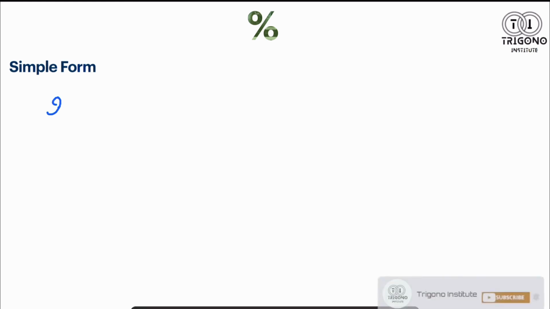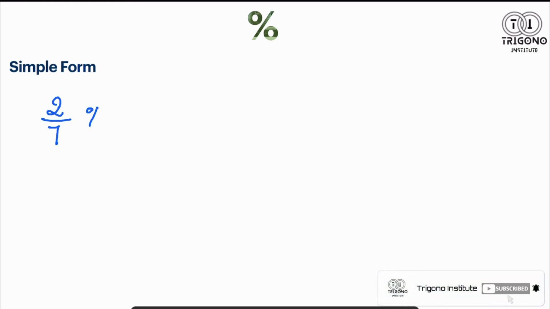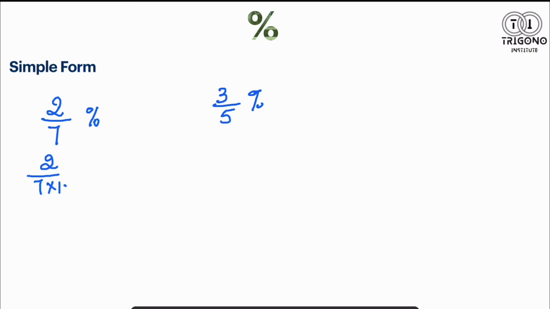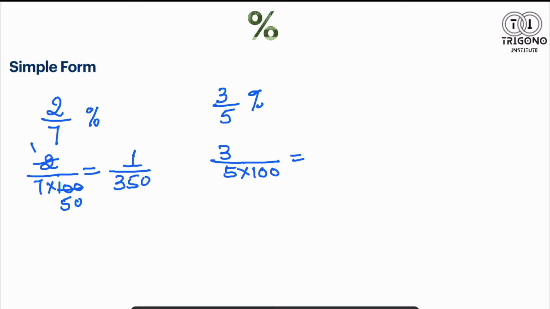I can have any number like 2 by 7%, 3 by 5%. So now I have fractions with percentage. In the previous questions we had normal numbers. Now what you need to do, you will just write 2 by 7 multiplied by 100 in the denominator, and 3 by 5 multiplied by 100 in the denominator. So here you will get 2 by 700, so you can see 1 by 350 is your answer. And you can write the other as 3 over 500. So these are your answers.